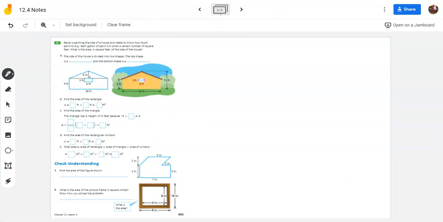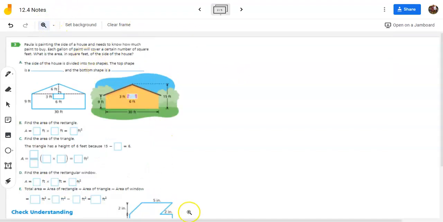Okay, number 3. You can find this on page 403. I'm going to zoom in slightly here so we can see a little better. Paula is painting the side of a house and needs to know how much paint to buy. Each gallon of paint will cover a certain number of square feet. What is the area in square feet of the side of the house? The side of the house is divided into 2 shapes. The top shape is a triangle, and the bottom shape is a rectangle.